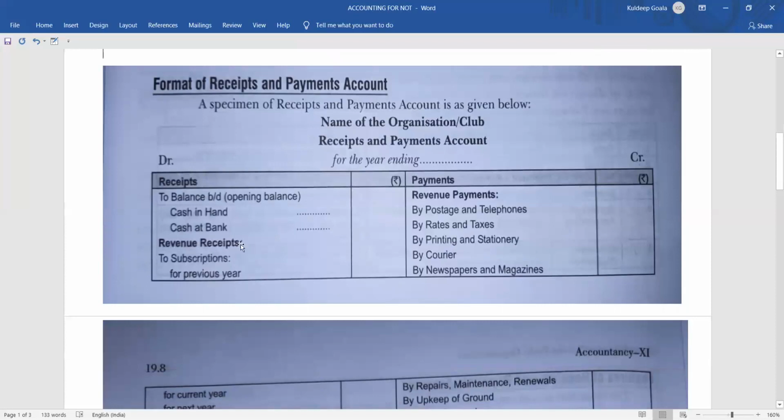Then coming to the next point, after you have written the opening balance, it will come to the next one, revenue receipt. Revenue receipt, what is the meaning of that? All the recurring receipts that we are going to receive. All the recurring receipts will be coming here. So the first item is subscription. In the revenue receipt, the first item is subscription.